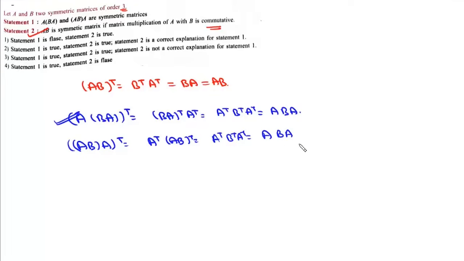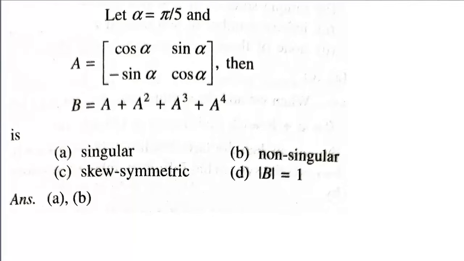So that means this matrix is also a symmetric matrix. So statement 1 is also true. But for statement 1, we never needed statement 2. So the answer is both the statements are true, but 2 is not a correct explanation of statement 1, which is your option 3.